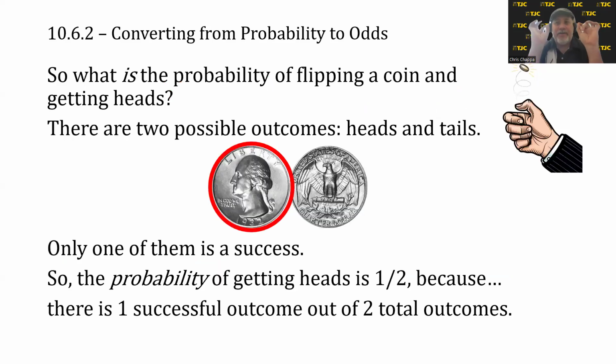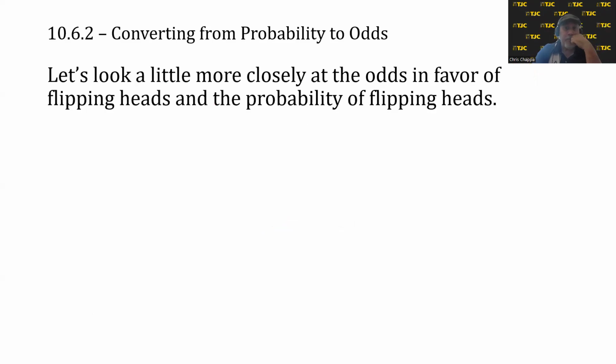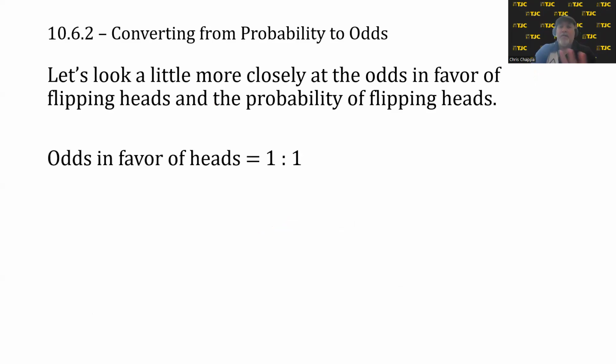Remember, probability is the ratio of successful outcomes to total outcomes. So 1 out of 2 total times we would expect to get heads. Odds is a comparison of successes to failures. For every 1 time we get heads, we expect 1 time to not get heads. Let's look a little bit more closely at the odds in favor of flipping heads and the probability of flipping heads. The odds in favor of heads is 1 to 1.